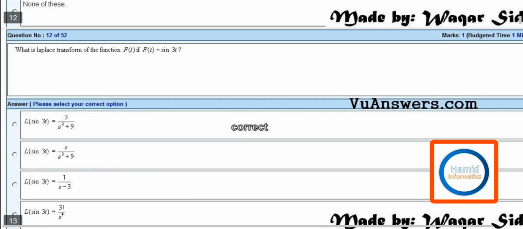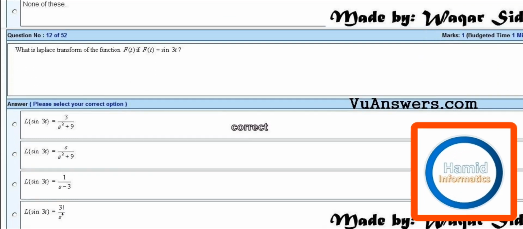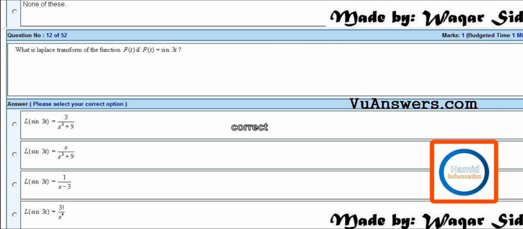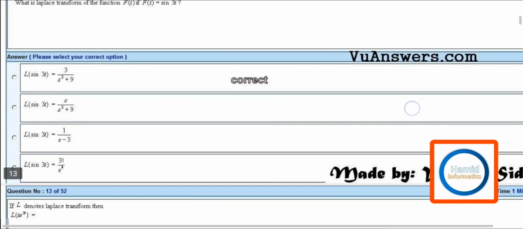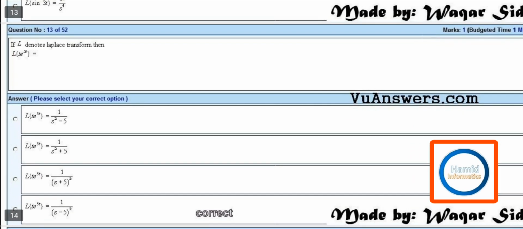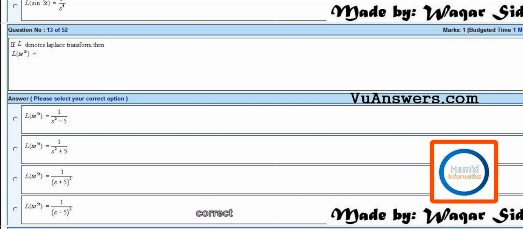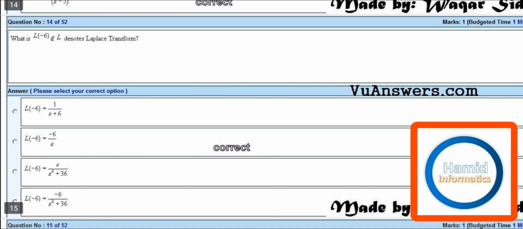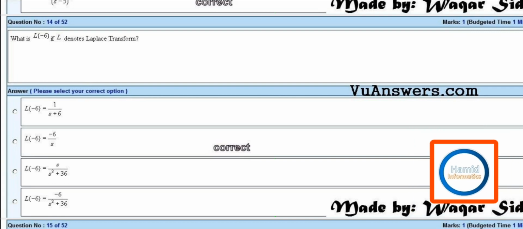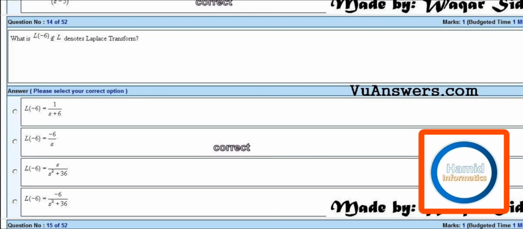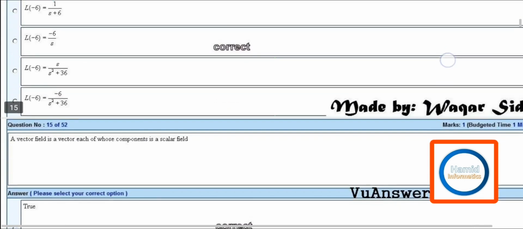Next question is, what is the Laplace transform of the function f of t if f of t is sine 3t, and the answer is L of sine 3t is equal to 3 by s square plus 9. If L denotes the Laplace transform, then L of t e power 5t is equal to 1 over s minus 5 whole square. What is L of minus 6 if L denotes the Laplace transform, and the answer is L of minus 6 is equal to minus 6 by s.